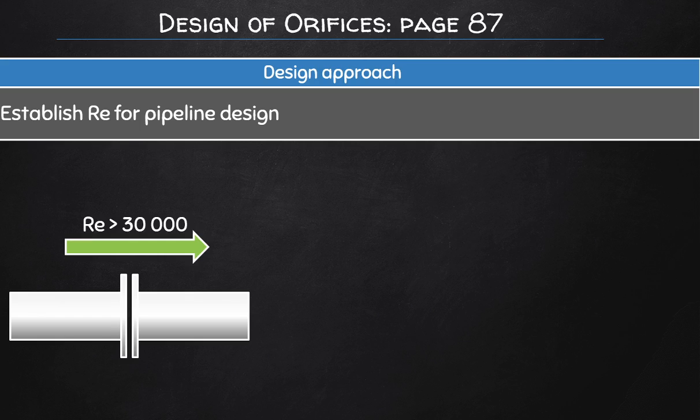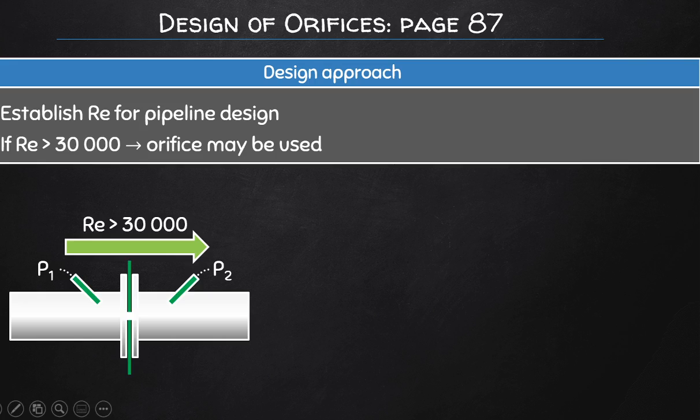Alright, so let's quickly discuss the design of orifice meters. Firstly, what we need to do is look at the flow rate, and how we do this is we determine the Reynolds number. Now, if the Reynolds number is greater than 30,000, we can simply insert the pressure meters without requiring further calibration to measure the flow rate. So if your Reynolds number is 30,000.965287, then you should be happy.